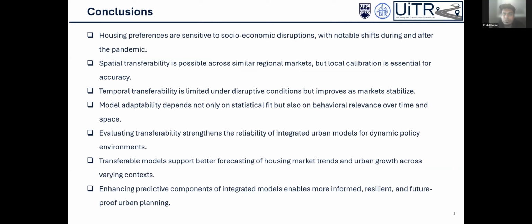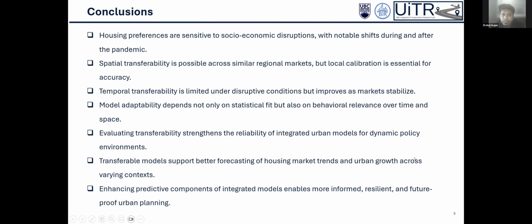Housing prices are sensitive to socioeconomic disruptions, as shown when transferred to pandemic periods, with notable shifts during and after the pandemic. Spatial transferability is possible across similar regional markets, but local calibration might be necessary to improve accuracy. Temporal transferability is limited under disruptive conditions, but improves as the market becomes more normalized. Also, model adaptability depends not only on statistical fit, but also on behavioral relevance over time and space.